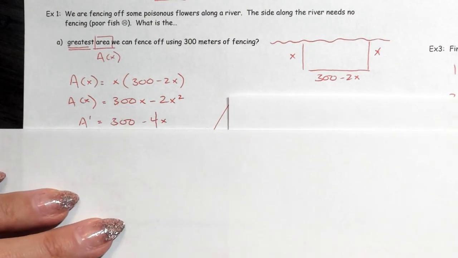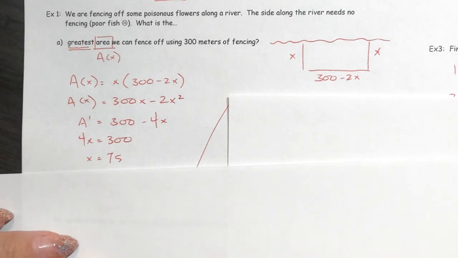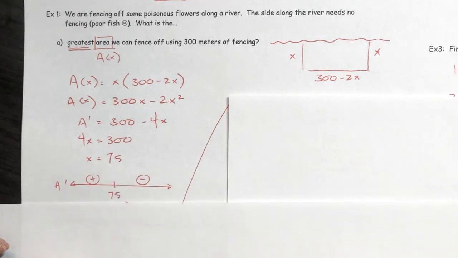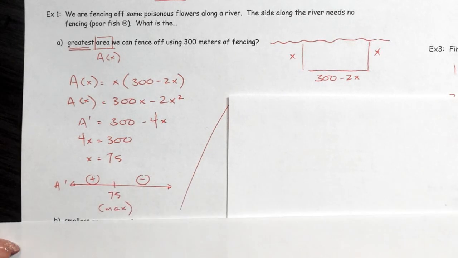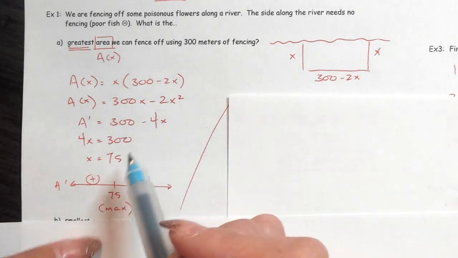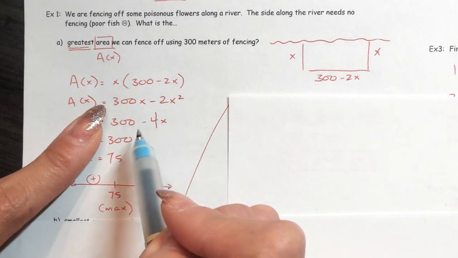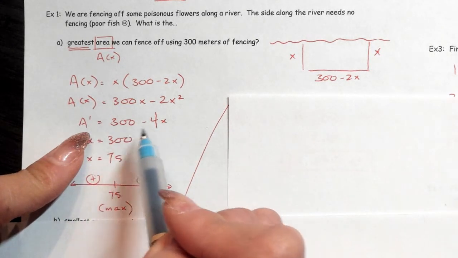So then I take the derivative, I solve that derivative by setting it equal to 0, and then I check that derivative. So when I check it, I see right here, I have a 75, and then when I look at this equation right here, this is a line, right? This derivative is a line with a negative slope.